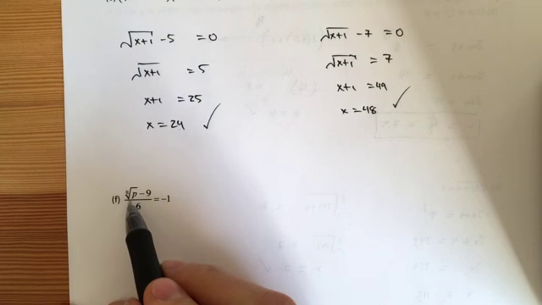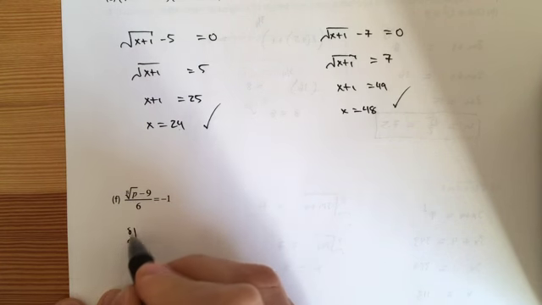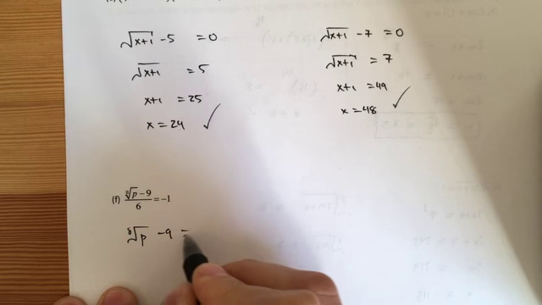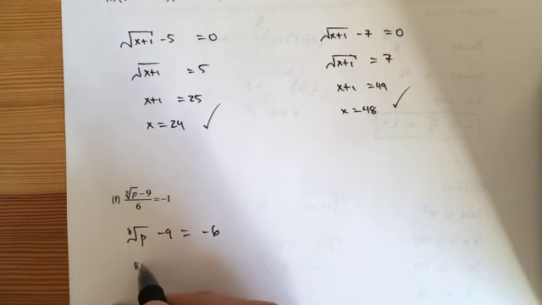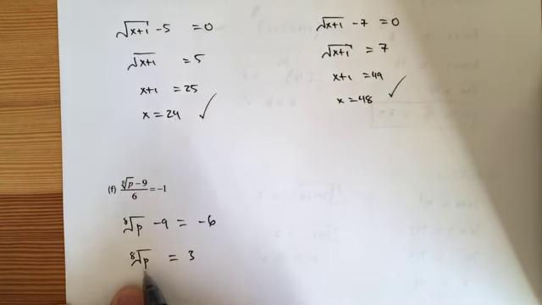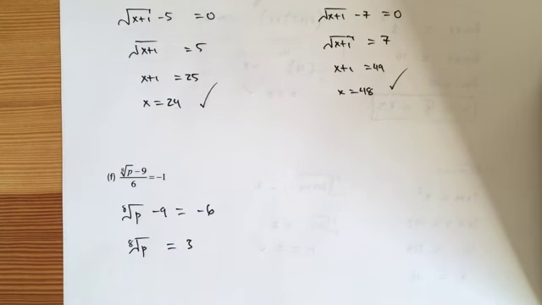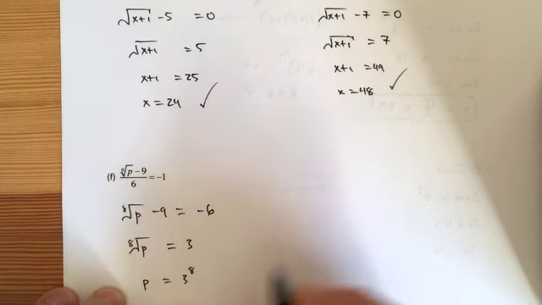Finally, F, I've got the 8th root of p, minus 9, over 6 equals negative 1. So the 8th root of p minus 9 should equal 6 times negative 1, which is negative 6. So the 8th root of p should equal 3. 8th roots cross positive numbers once, so this should have a solution. I'll raise both sides to the 8th power and get p equals 3 to the 8th power.